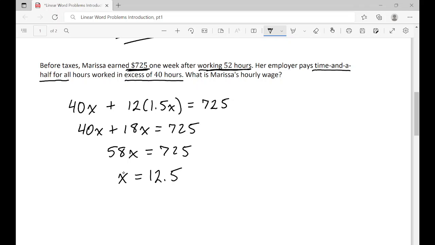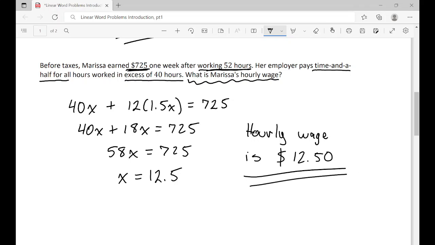And then divide by 58 over, x is going to give us 12.5. So we know what x equals, but again, what is her hourly wage? And since we're dealing with money, we can say that her hourly wage is $12.50. Since we're dealing with money, we want to make sure to use the cent if possible. And there's your answer for this question.